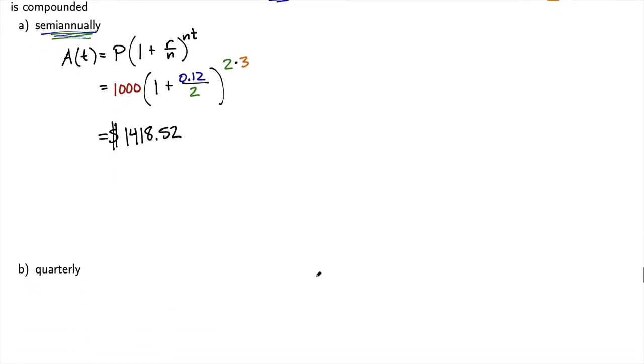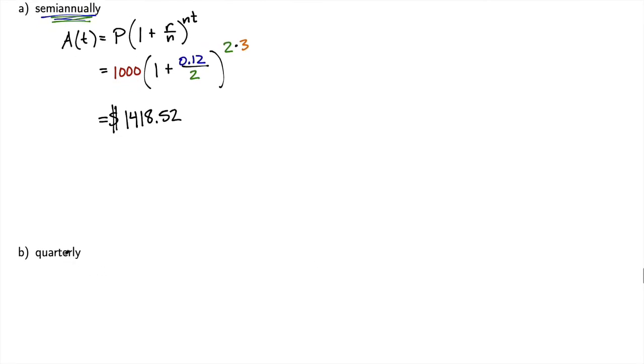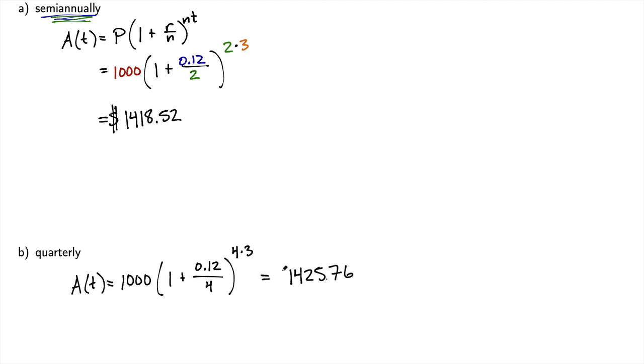So then let's do the next one, which is compounding quarterly. The only thing that changes when we change our compounding period is n. Everything else we can keep the same. We've got 1,000, and then 1 plus 0.12 over, and now if we're compounding quarterly, that means 4 times per year. So 4, and then to the 4 times 3. And then again, we can plug this into our calculator, and we get, again rounding to the nearest cent, $1,425.76.